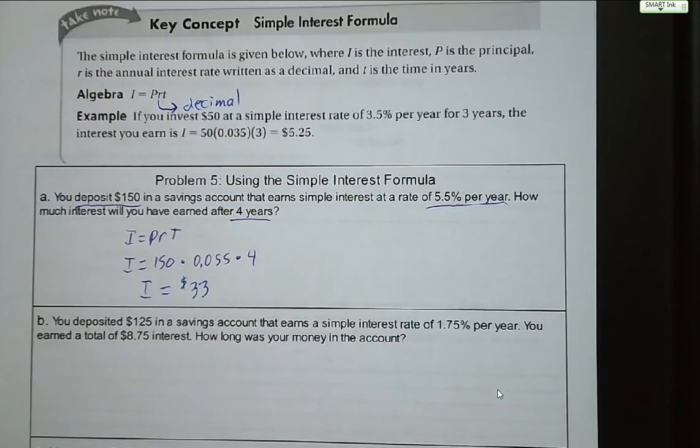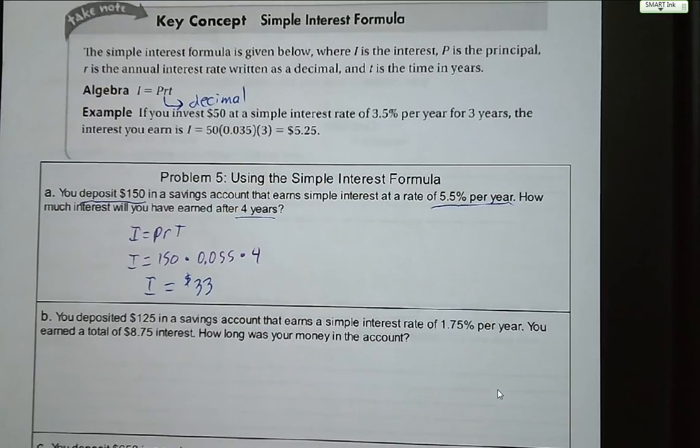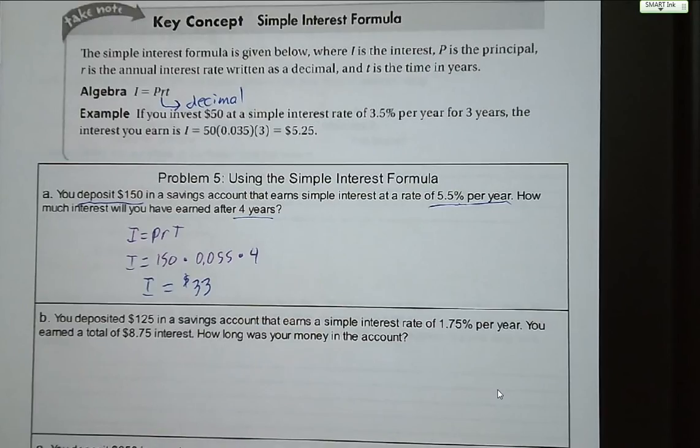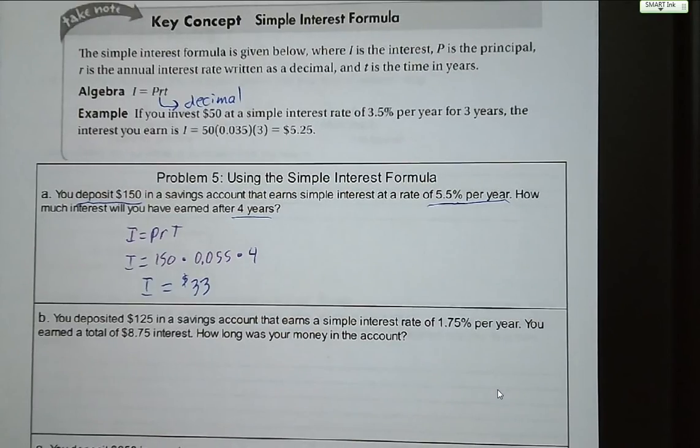I will tell you right now that the savings account that you open at the bank, you are not going to get 5.5% interest. You will most likely be getting 0.01% interest.